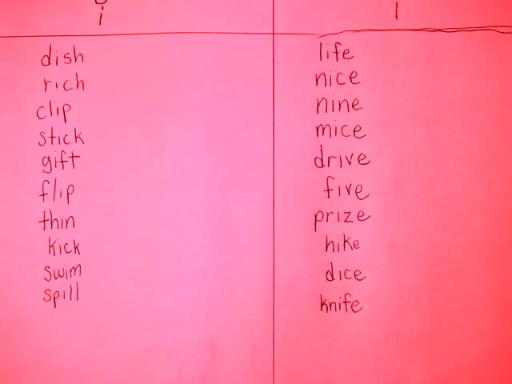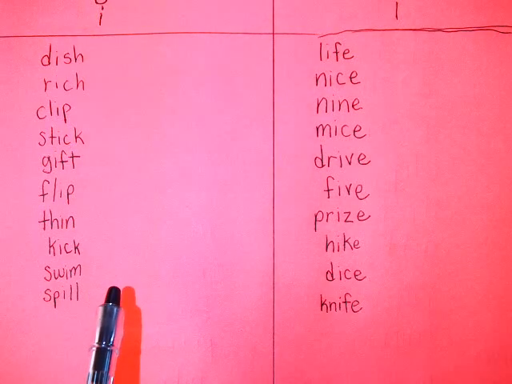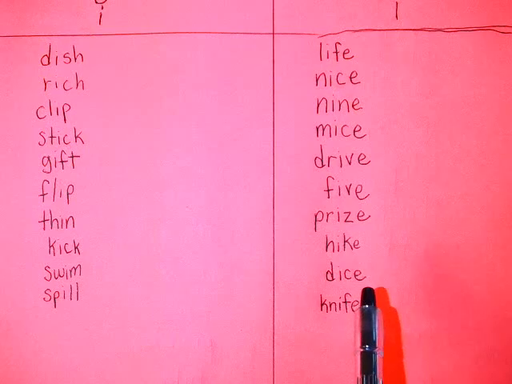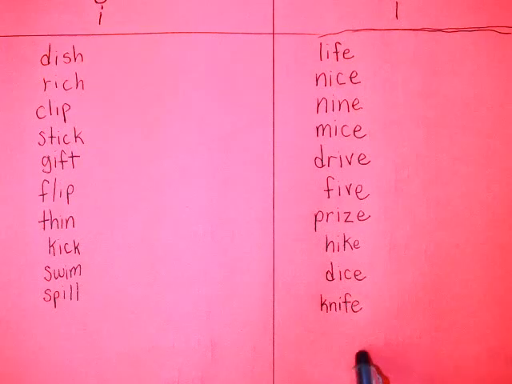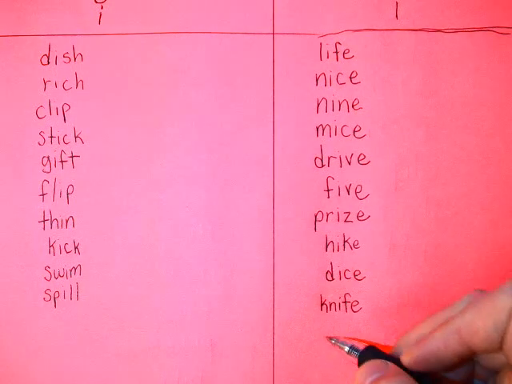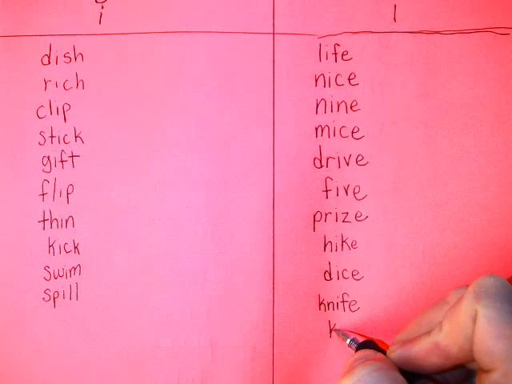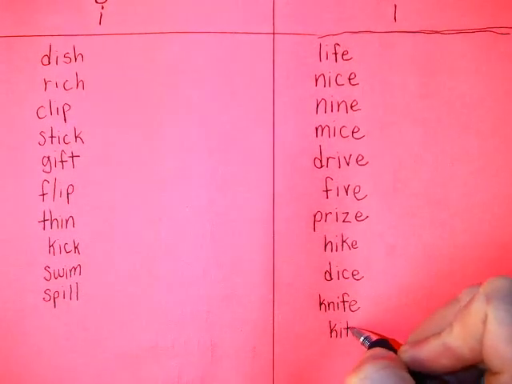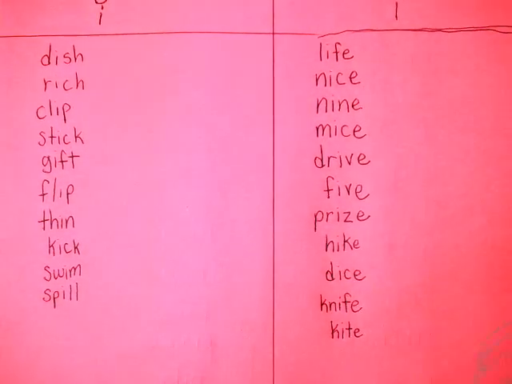Okay. Your next word is kite. Kite. If you hear long i in kite, put it here. And this time K gets to talk. There's no N, so K gets to speak right up. It's going to go right over here. Kite.